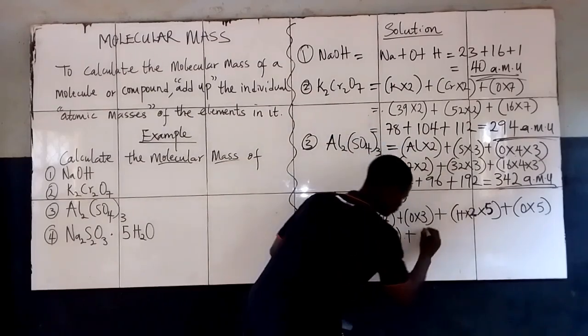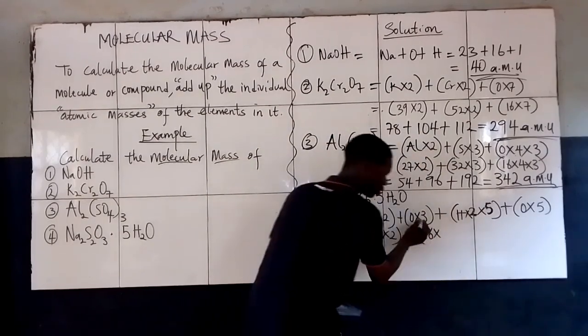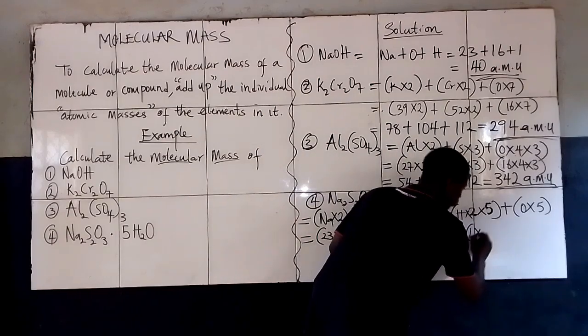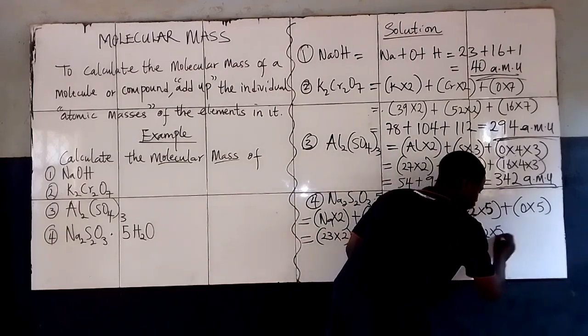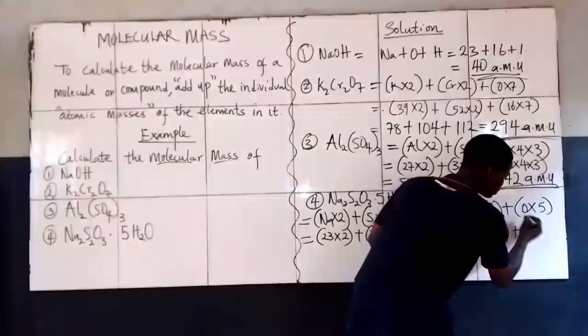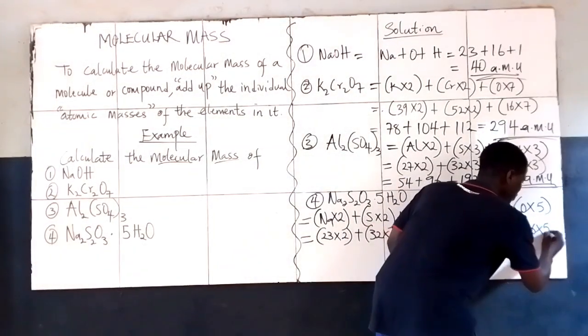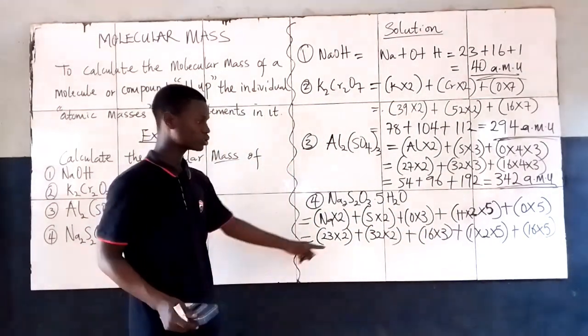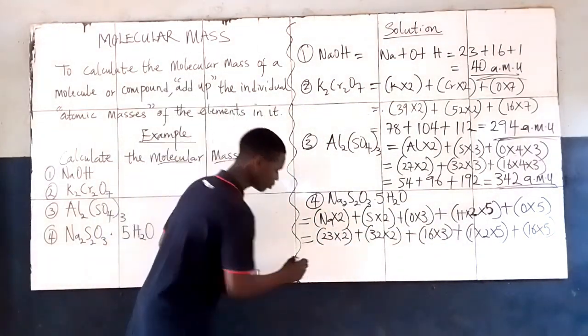Atomic mass for oxygen is 16. We say 16 times what? 3 close bracket. Atomic mass for hydrogen is 1. So we say 1 times 2 times 5. Is it not? Close bracket. The atomic mass for oxygen again is what? 16. So we say 16 times what? 5. So guys, this is what we now have. About now will be what? Doing their multiplication and adding them up.